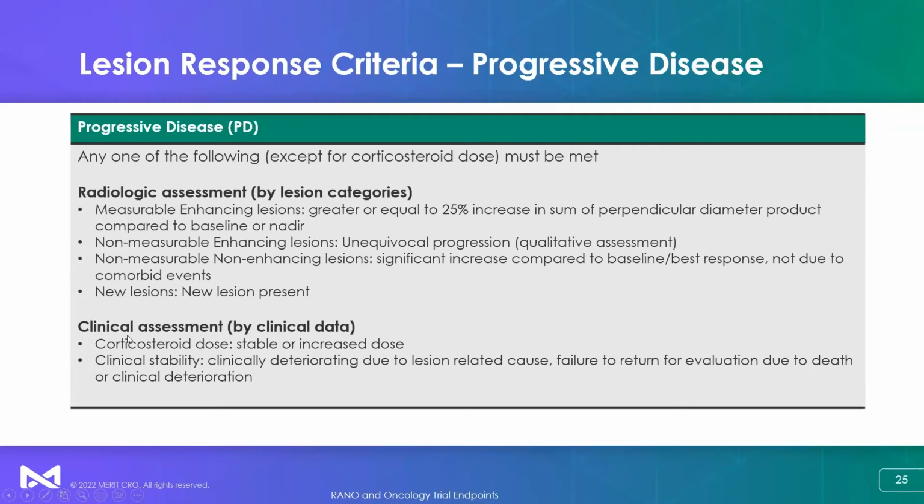By the clinical assessment, corticosteroid dose can either be stable or increased, but one note is that the corticosteroid dose increasing alone would not lead to PD. Any of these 5 bullet points is good enough; at least one meeting these criteria will lead to PD. Clinical status, again, means clinically deteriorating, and it has to be due to tumor-related issues, and it must not be related to any comorbid issues or any change in medication that leads to instability of the clinical status.